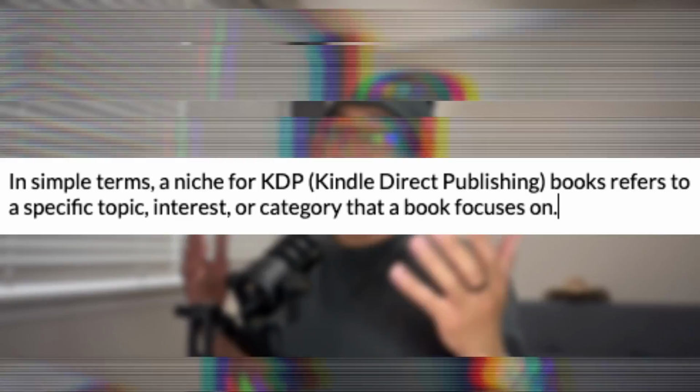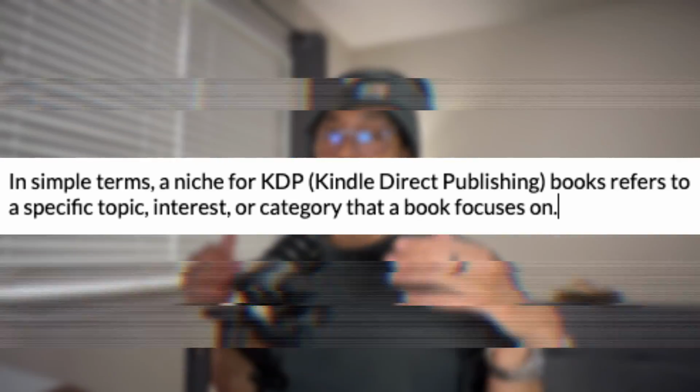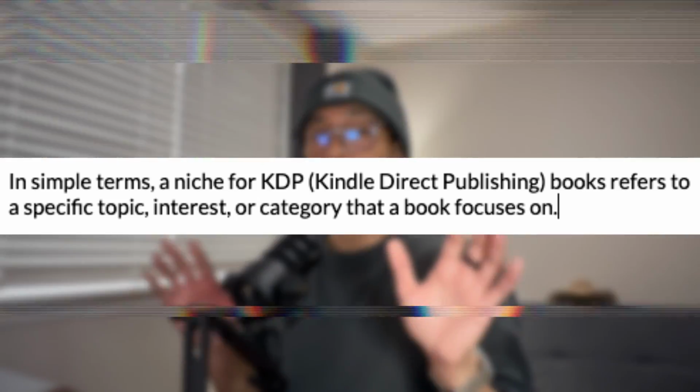First things first, in order to find niches, we need to know what niches are in the first place. Basically, a niche just refers to a specific topic, an interest, or a category that a book focuses on. So an example is a coloring book, a planner, a journal, an activity book, a logbook, and so on and so forth. Now, some things to keep in mind are that I'm only going to go through niche generation or idea generation. So it's not going to include niche validation with things like demand, competition, and overall profitability of a niche. If you want me to do a video on that, let me know in the comments.